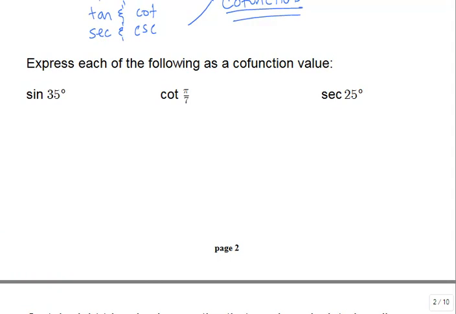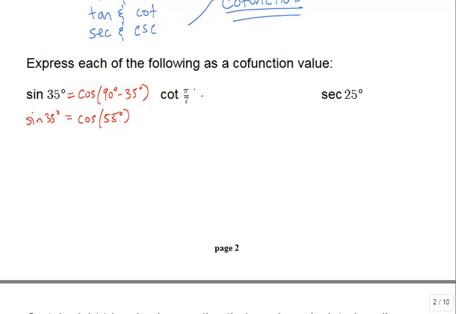If we wanted to find the sine of 35 degrees using the cofunction value, notice that we're in degrees here. So this means that this would have to equal cosine of the complement of 35 degrees. So if we're in degrees, that would be 90 degrees minus 35 degrees. So that's the same as 55 degrees. So sine of 35 degrees has exactly the same value as cosine of 55 degrees.